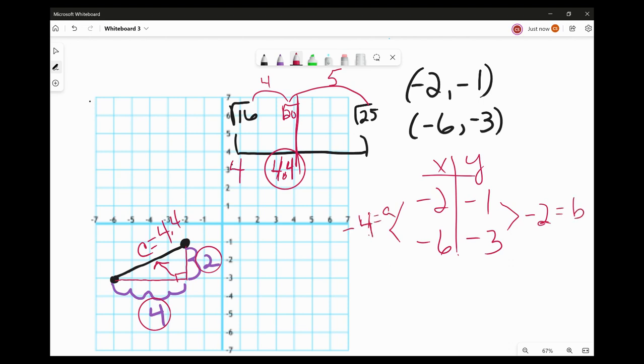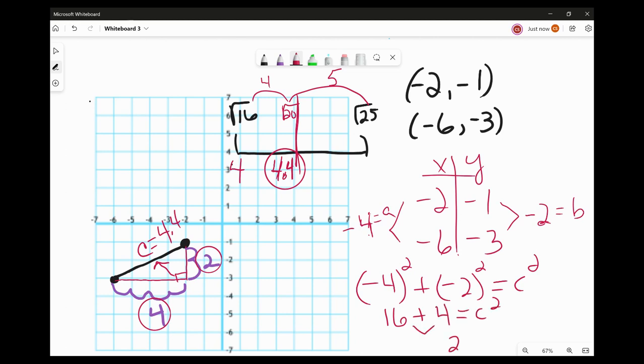So when I square them, I have -4 squared, plus -2 squared equals c squared. And if I do -4 times -4, that gives me positive 16. And if I have -2 times -2, that gives me positive 4. So it looks like this. And when I add them together, I get the 20. Okay, and then I have to take the square root of both sides. And then we come right back up here where we're going to be doing the rounding.